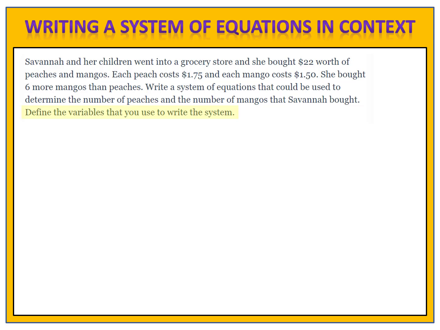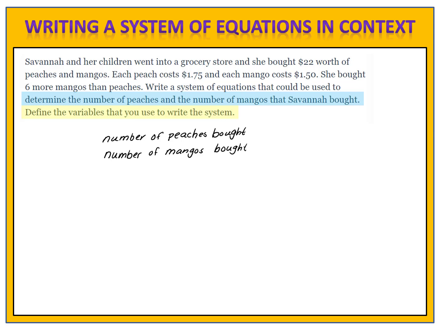That's where we'll start. The variables will be what we're trying to determine. We want to determine the number of peaches and the number of mangoes that were purchased. So that is what our variables will represent: the number of peaches bought and the number of mangoes bought. We can choose any variables that we want. I like to use variables that make sense, so I'll use P to represent the number of peaches and M to represent the number of mangoes. But of course, you could choose any variables that you desire. Now we have to begin putting the information together.